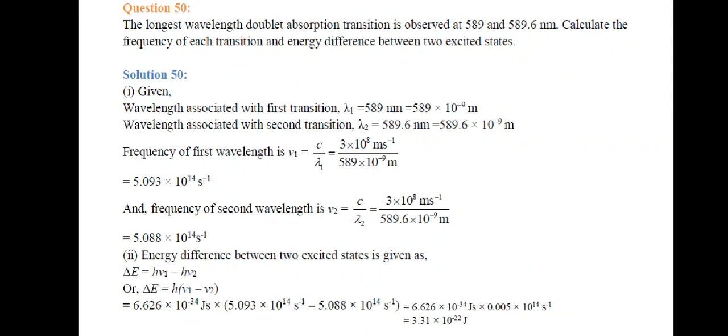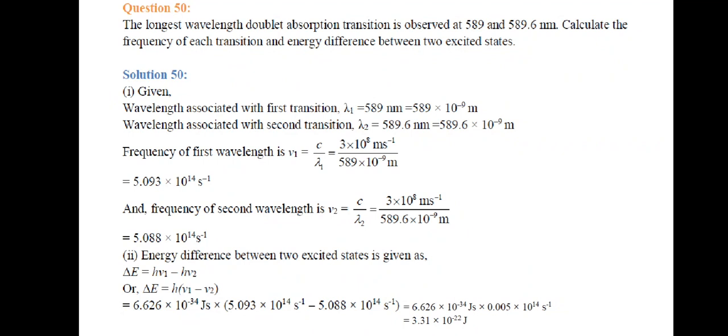For the second wavelength, frequency nu 2 equals c upon lambda 2 equals 3 into 10 power of 8 meters per second upon 589.6 into 10 power of minus 9 meters. It is 5.088 into 10 power of 14 seconds inverse.